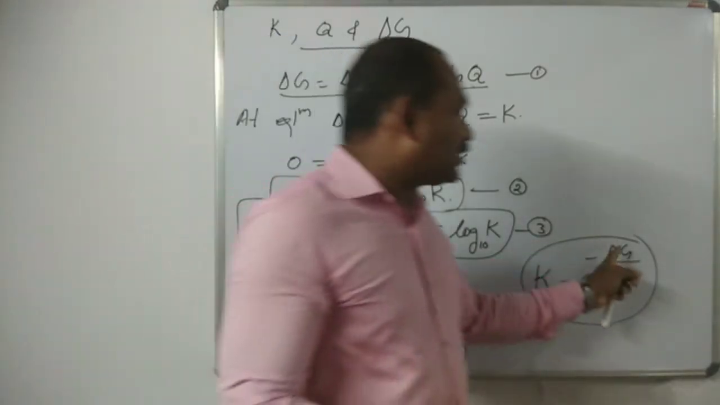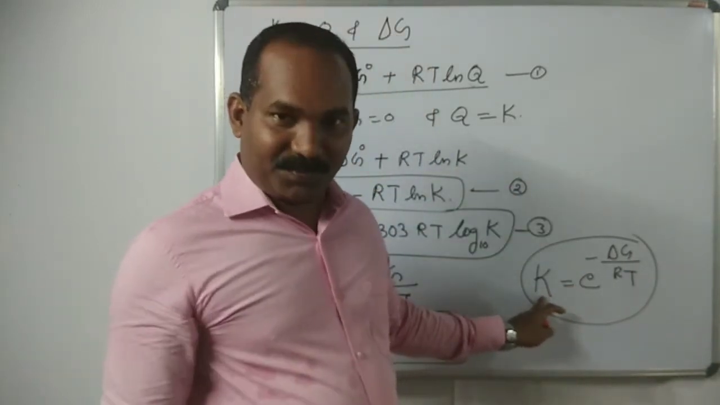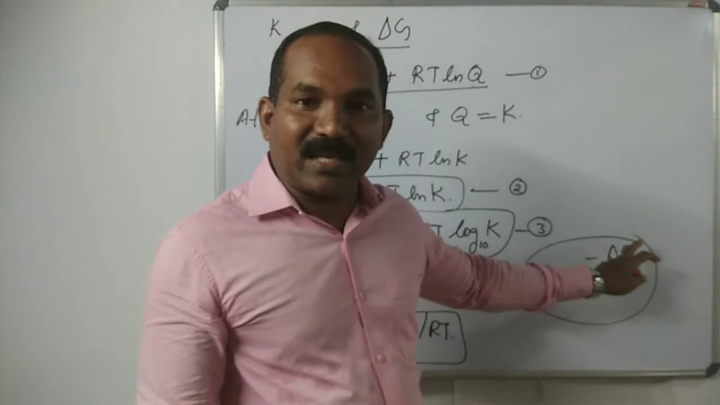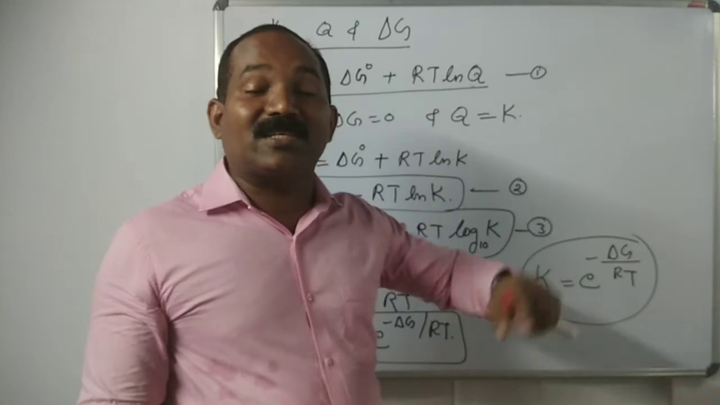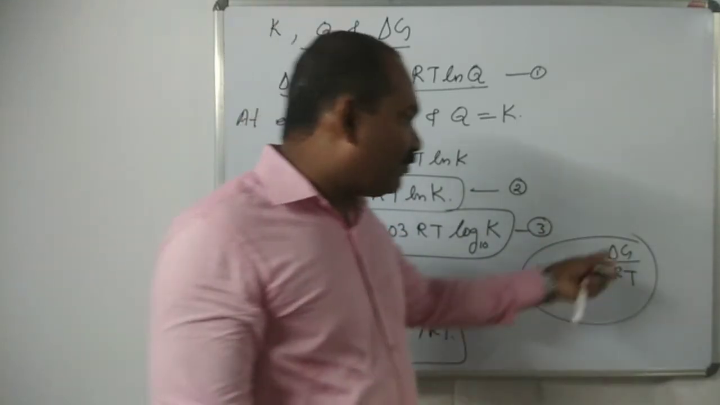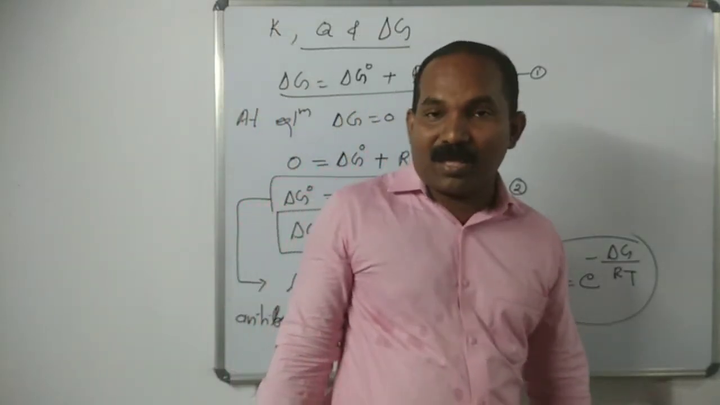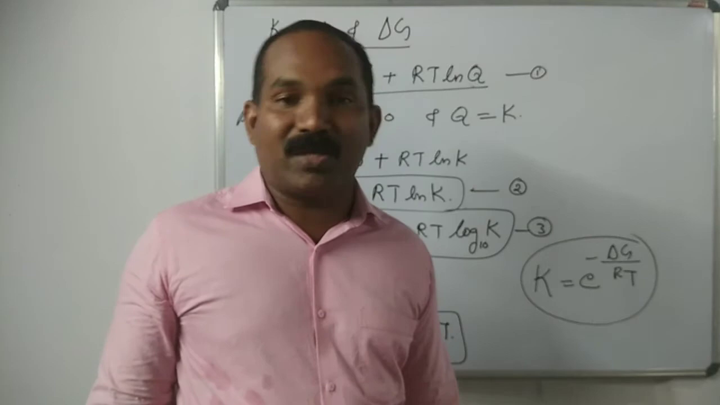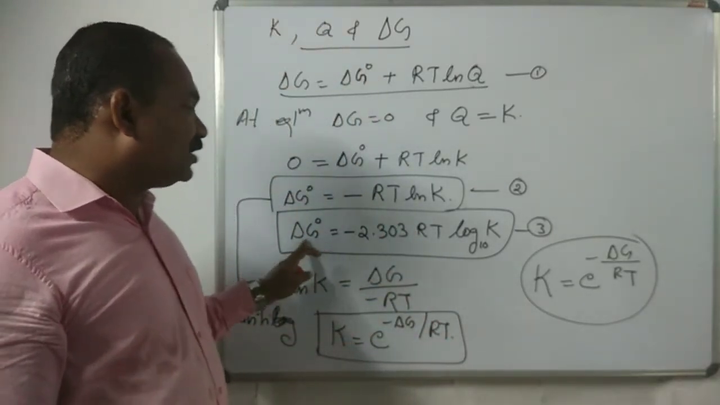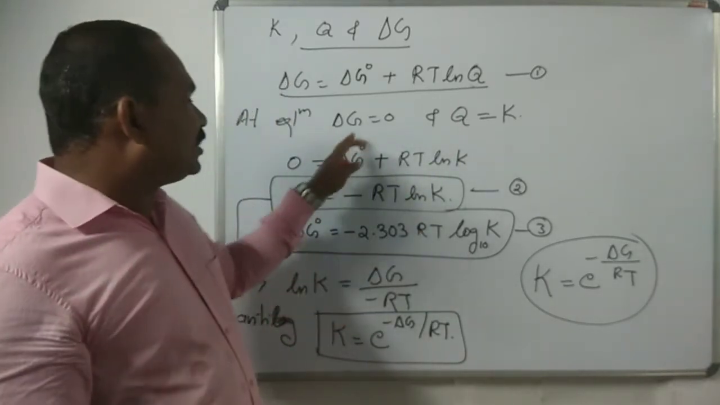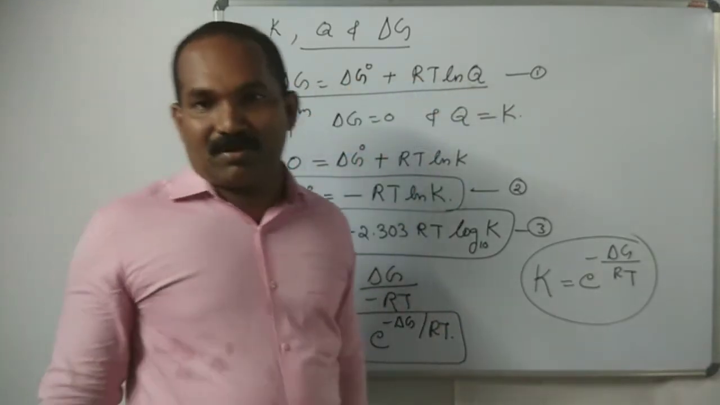If delta G is negative, the value of K is positive, and the reaction proceeds in a spontaneous manner. If delta G is positive, the K value is less than 1, and the reaction is non-spontaneous. So this is the equation that relates the free energy change and the equilibrium constant. This is the equation which relates the free energy change and the reaction quotient.